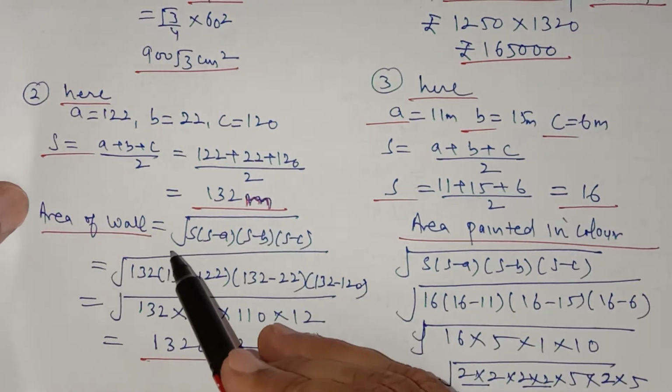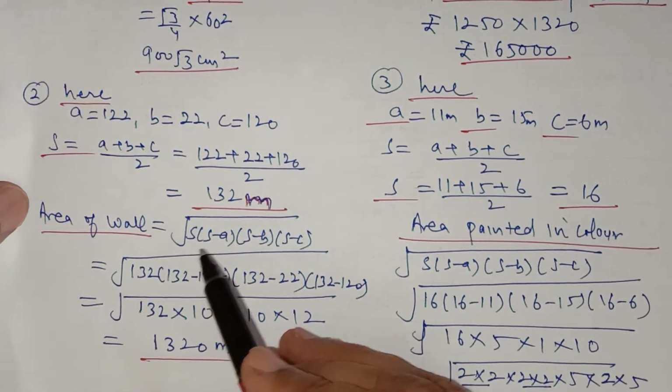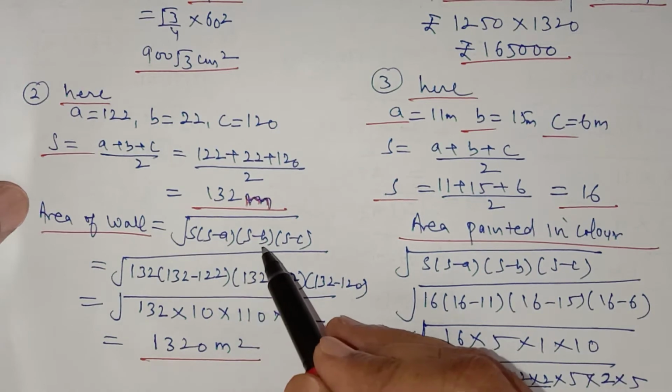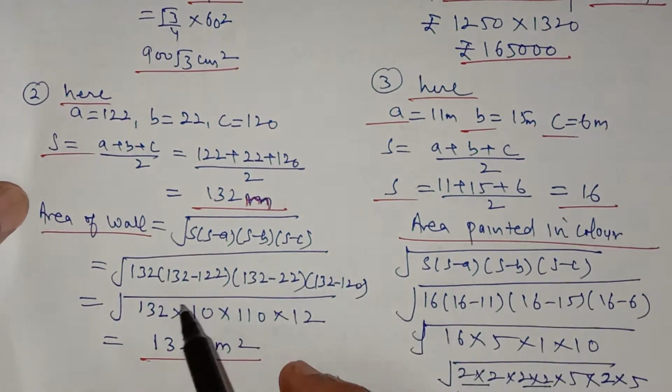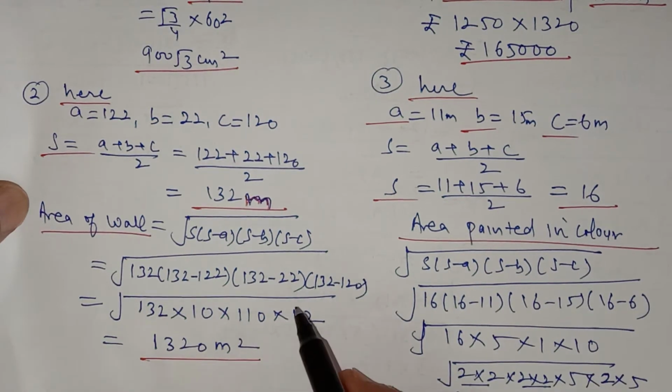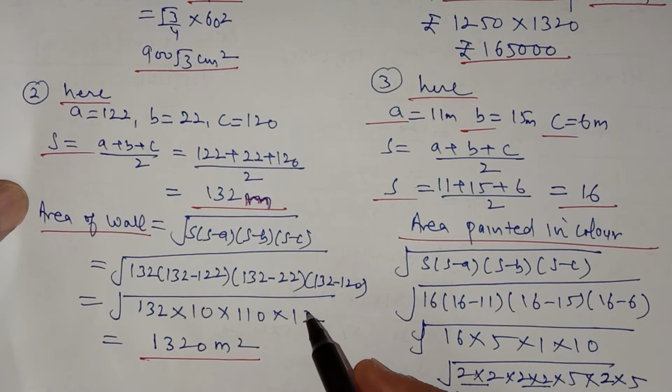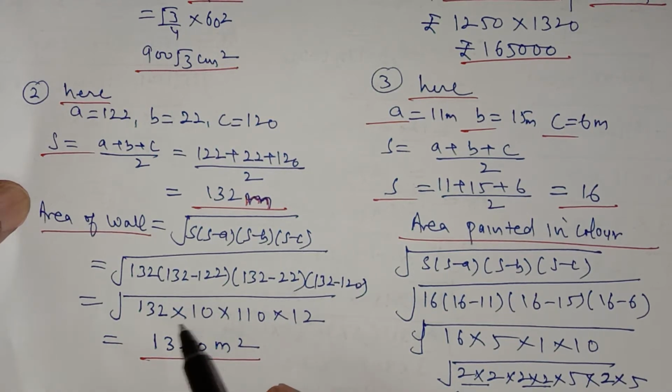Now the area of the triangle using the Heron's formula, under root S, S minus A, S minus B, S minus C. Replace S, S minus A, S minus B, S minus C. Simplify it. Find the square root of this by making the prime factors. You know how to find the square root. It is coming out to 1320 meter square. It means you have to find the rent for 1320 meter square board for 3 months.